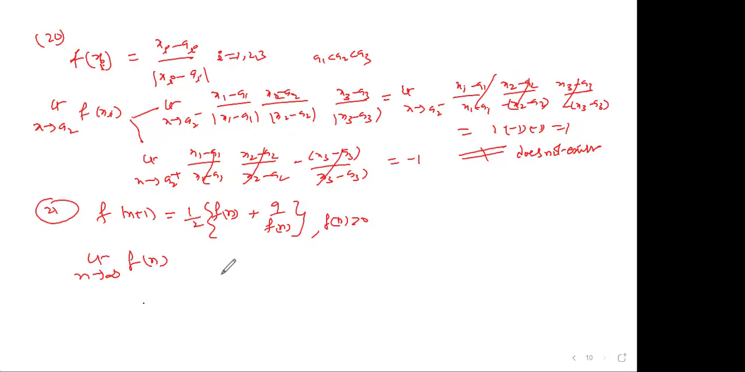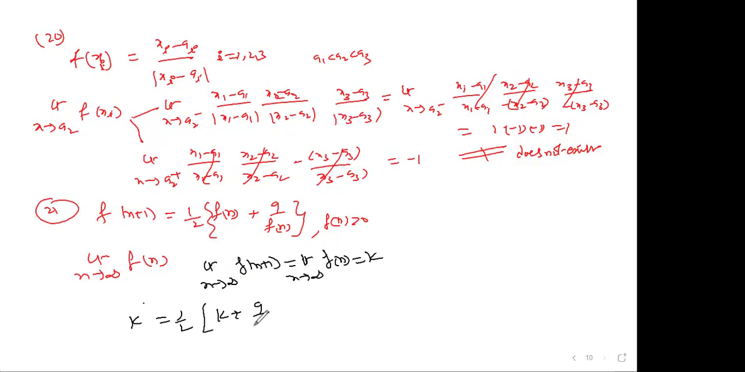Guys, to solve this question, one of the easiest points you have to remember: limit n tends to infinity, f of n plus 1 is the same as limit n tends to infinity, f of n. Say it is k. So what is going to happen if I apply the limit here? This is k, 1 by 2, this is k, this is 9 by k. We are getting here. So when you take LCM, you will get what?